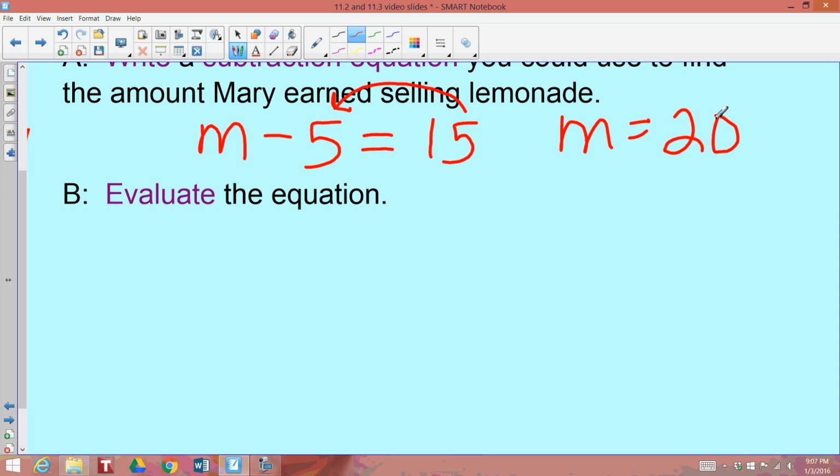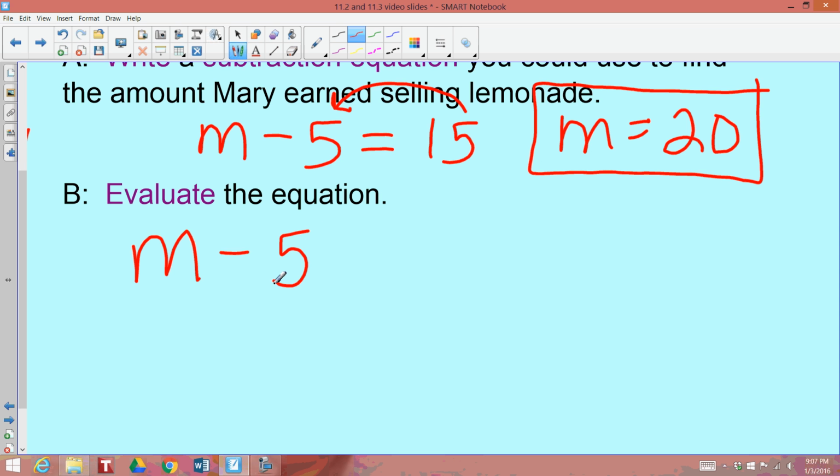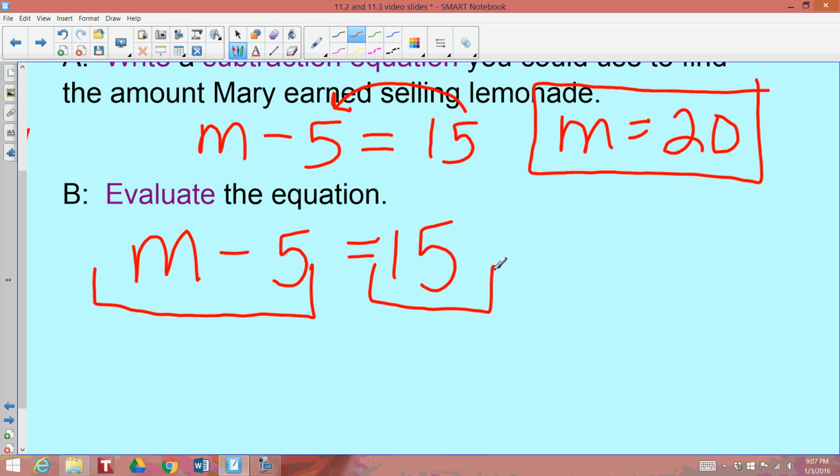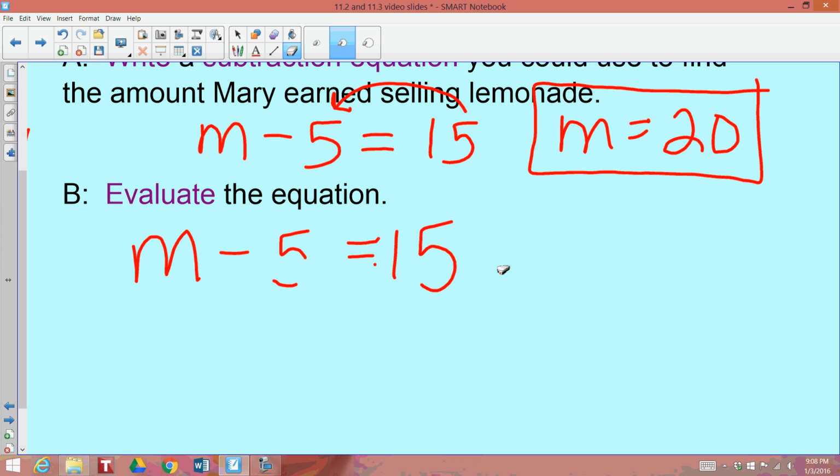Well, how can we show it using the inverse operation? Well, let's rewrite the equation. M minus 5 equals 15. And again, think of this like a balance scale. I have a certain amount on one side of the balance scale, which is M minus 5, and the other is equal to 15. So the M minus 5 has to equal 15. Well, we want to isolate that variable. We want to get it by itself.